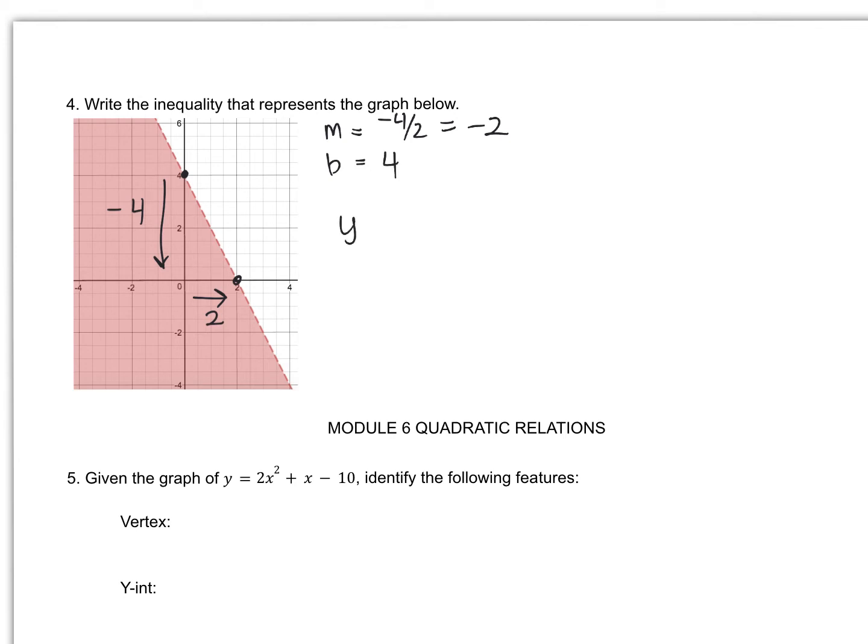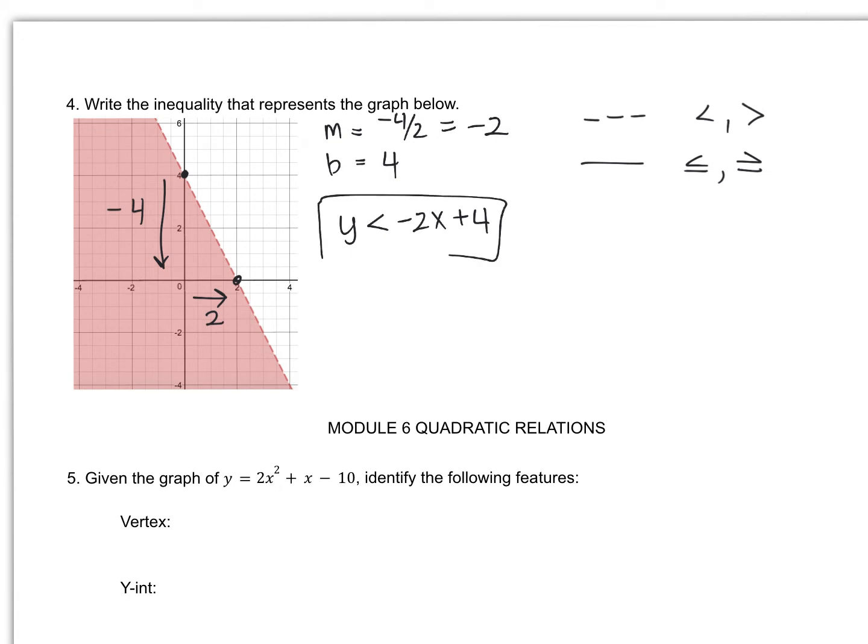So we'll have y equals, but I'm not going to write it, -2x plus 4. Now I have to determine my inequality. Remember, if you have a dashed line, that means you're dealing with less than or greater than. If you have a solid line, that's a less than or equal to or greater than or equal to situation. Because this line is dashed, I know it's going to be either less than or greater than. And then I did shade below the line, which means it is going to be less than.